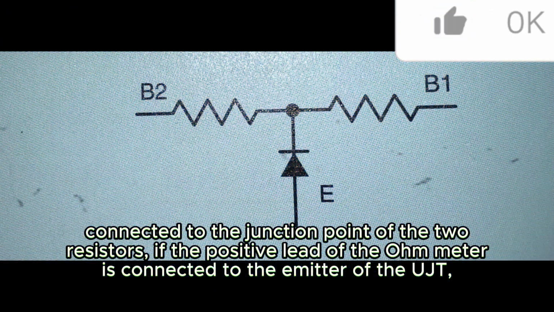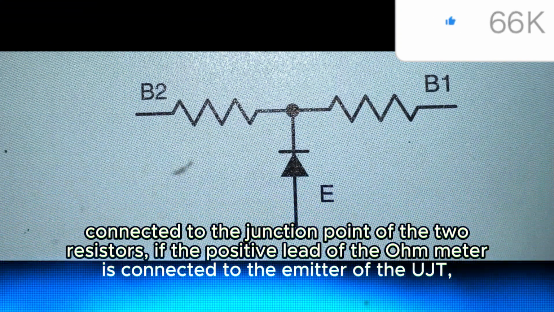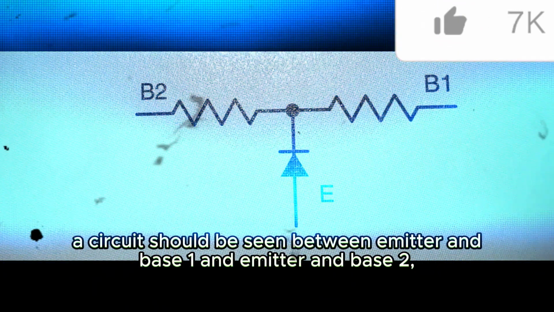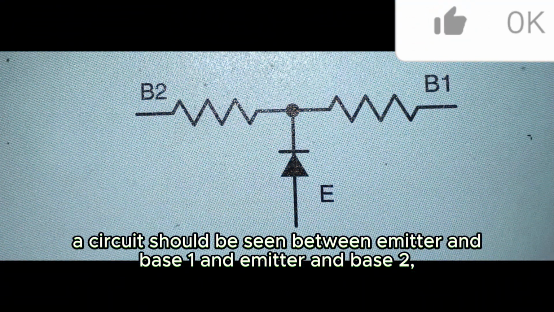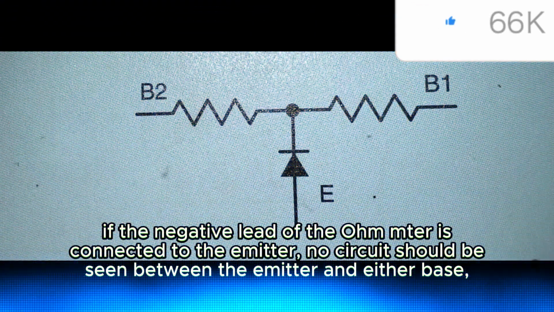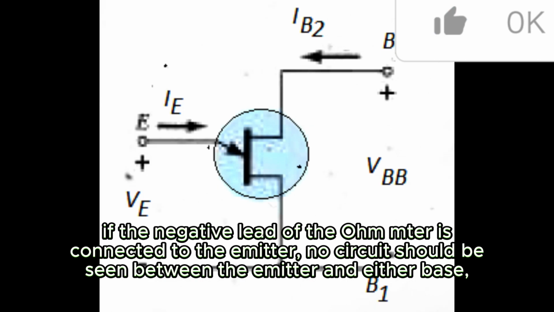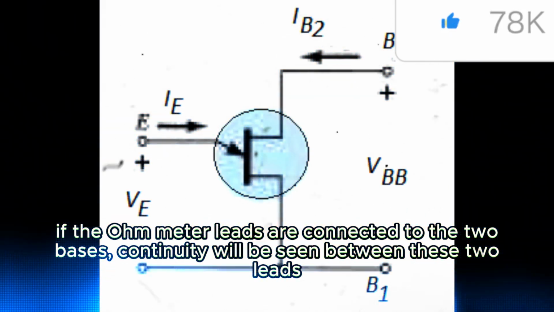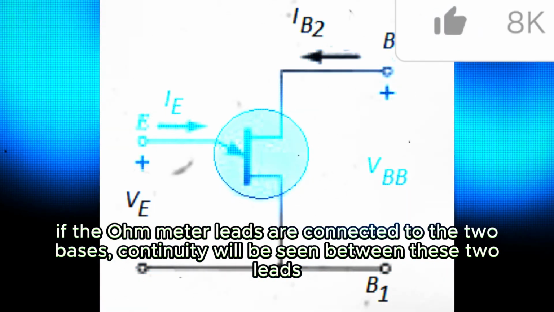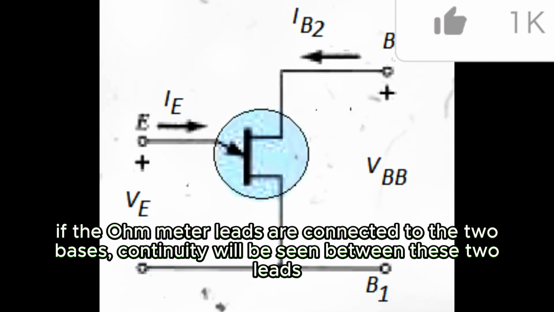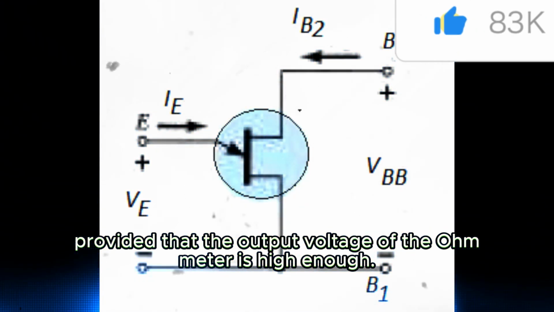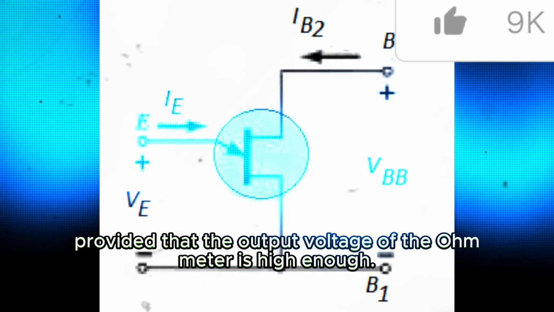If the positive lead of the ohmmeter is connected to the emitter of the UJT, continuity should be seen between emitter and base 1 and between emitter and base 2. If the negative lead of the ohmmeter is connected to the emitter, no continuity should be seen between the emitter and either base. If the ohmmeter leads are connected to the two bases, continuity will be seen between these two leads, provided that the output voltage of the ohmmeter is high enough.